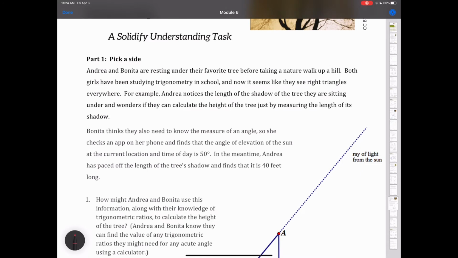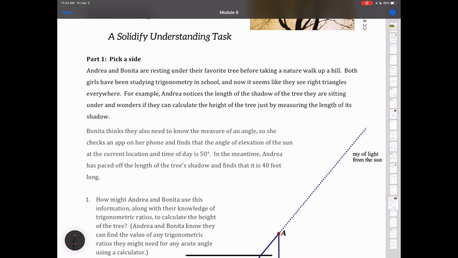Andrea and Benita are resting under their favorite tree before taking a nature walk up a hill. Both girls have been studying trigonometry in school, and now it seems like they see right triangles everywhere. For example, Andrea notices the length of the shadow of the tree they are sitting under and wonders if they can calculate the height of the tree just by measuring the length of its shadow.